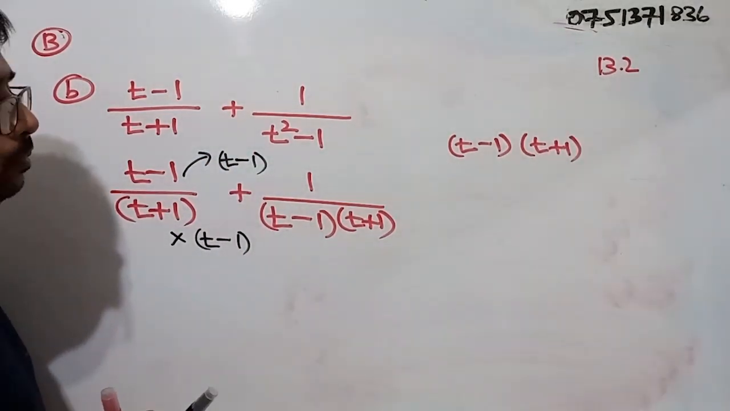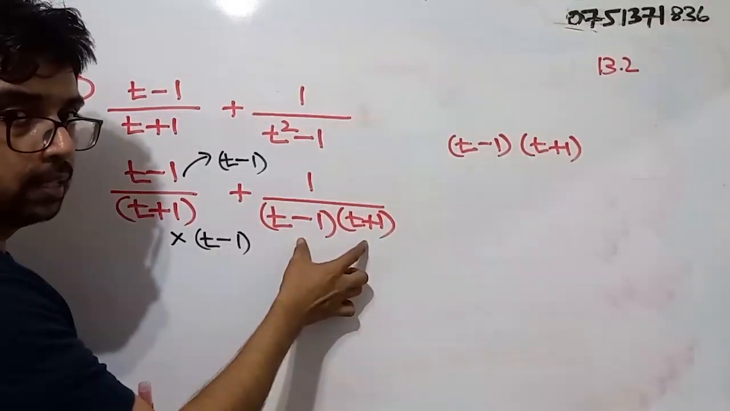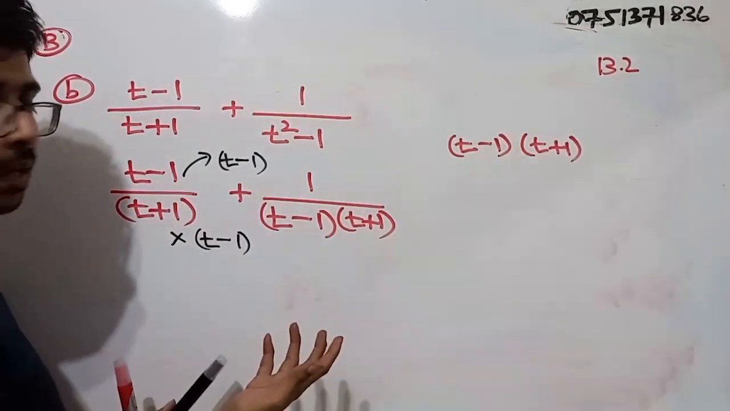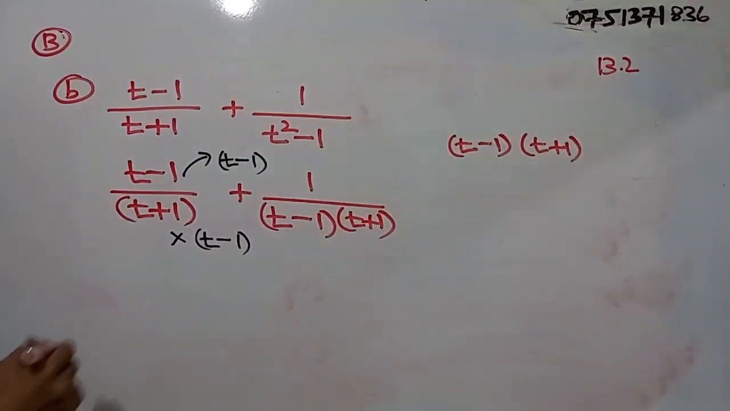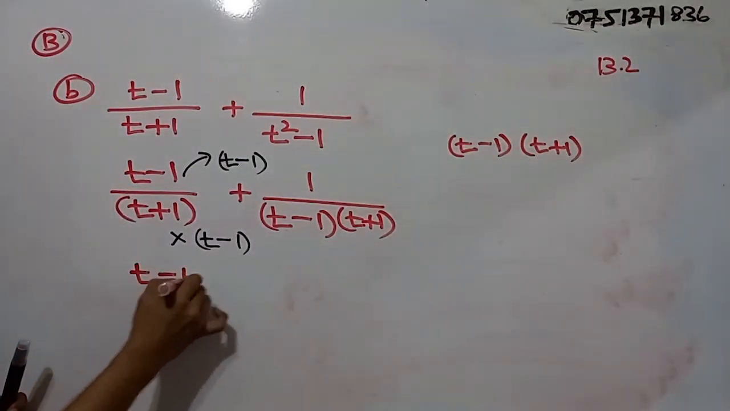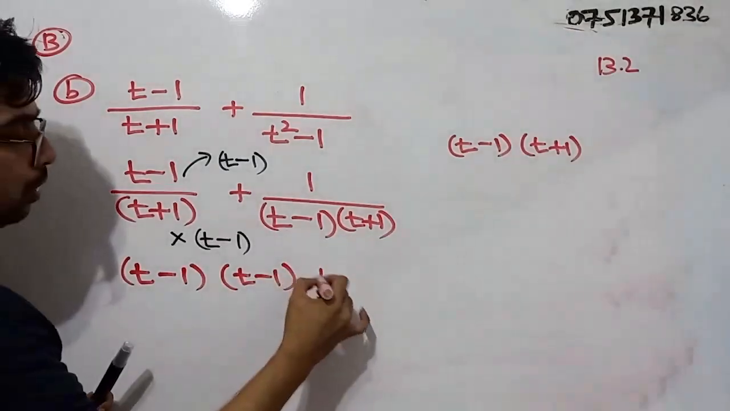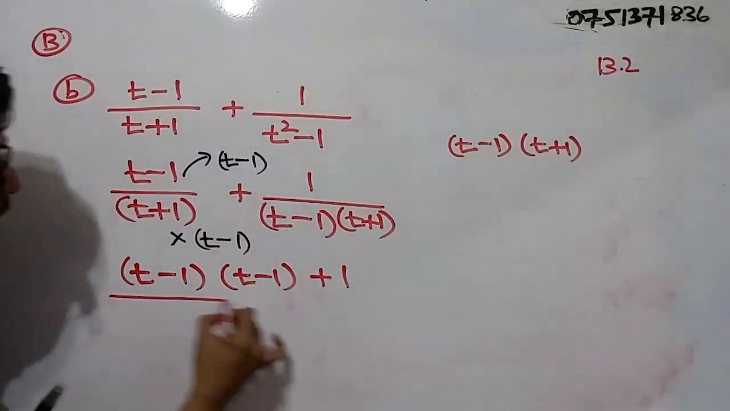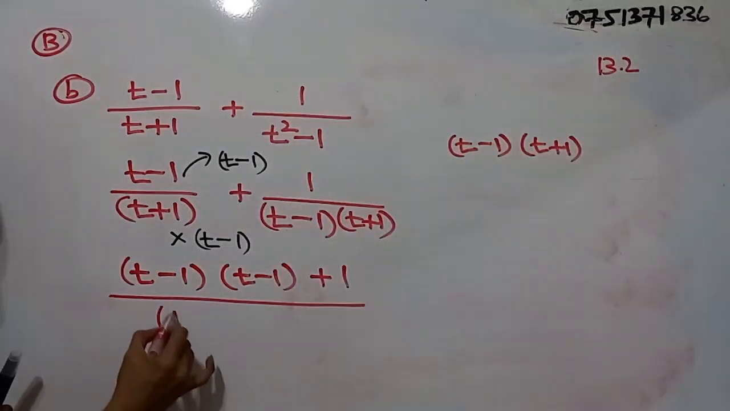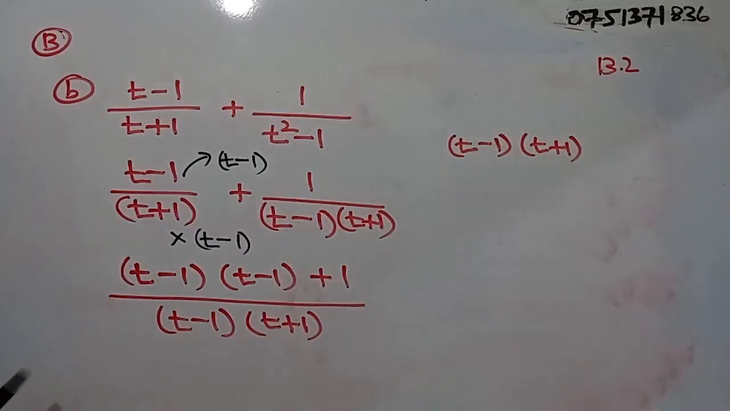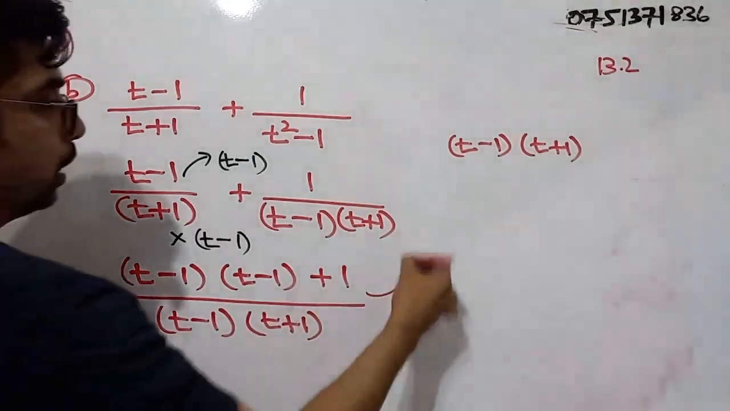Okay. So the next term. There you can see for the denominator we have the LCM, so no changes there. So what do we have here? (t - 1) into (t - 1) plus 1, the entire expression divided by (t - 1)(t + 1). Okay, so we will continue from here.